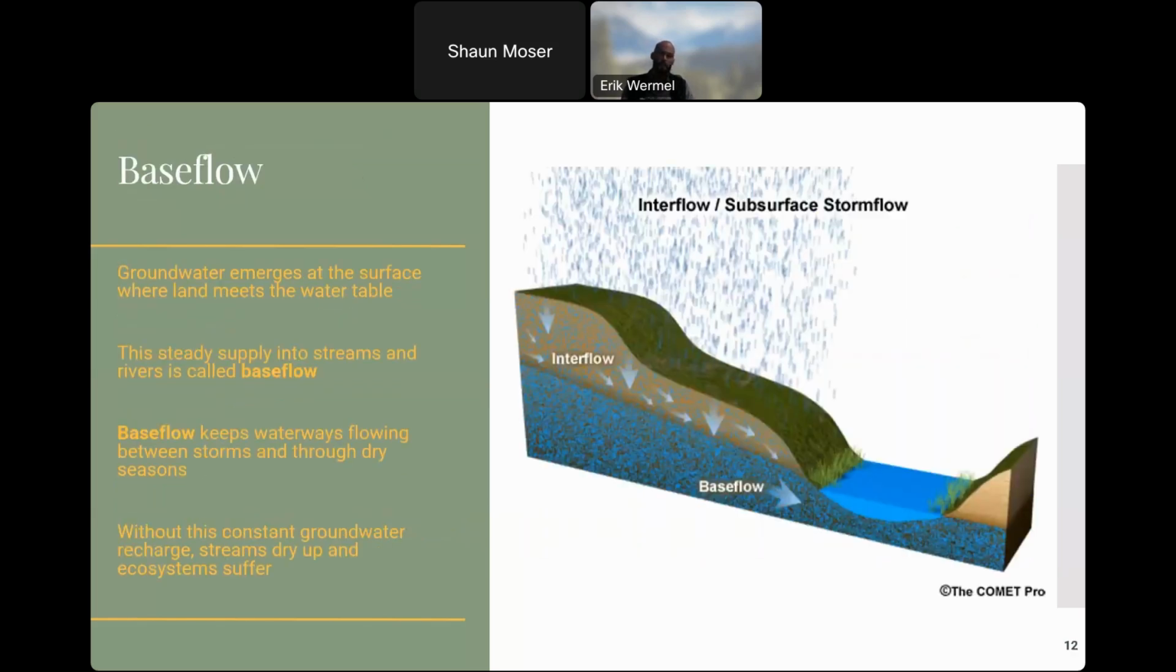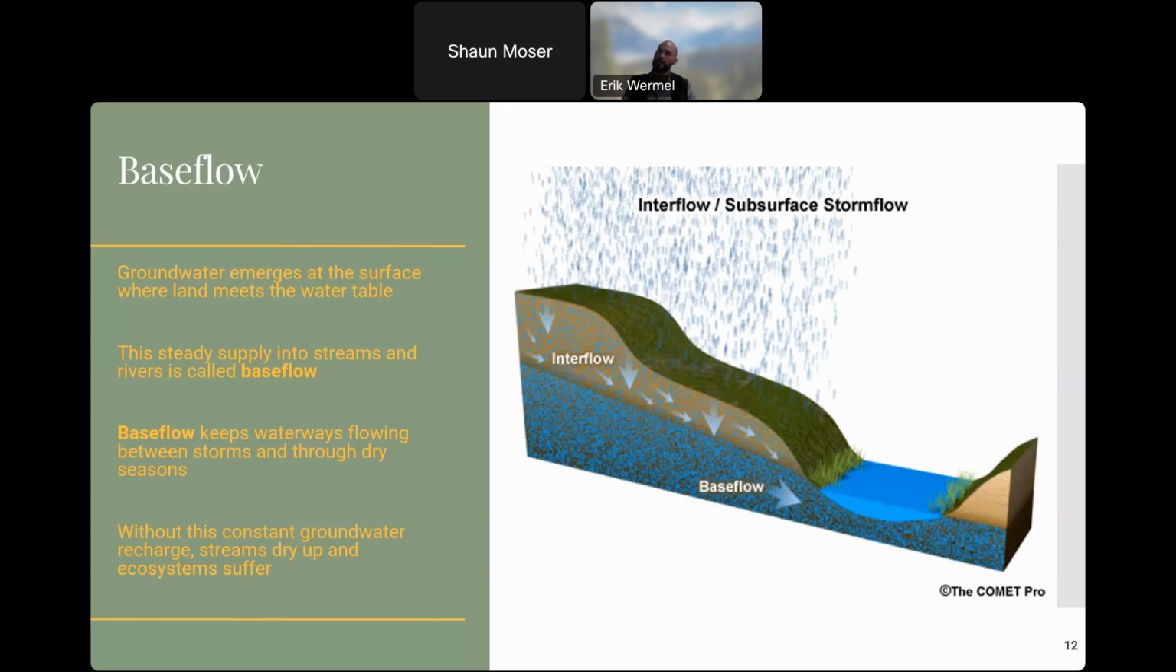So now we're going to touch on base flow. When groundwater fills the soil and the rocks below, it doesn't just stay locked away. At those lower elevations where the land meets the water table, groundwater naturally emerges again and becomes surface water. You can see in this image the darker blue area at the bottom. That's the water table. And where it meets the elevation of the stream bed, the water begins to flow into the stream.